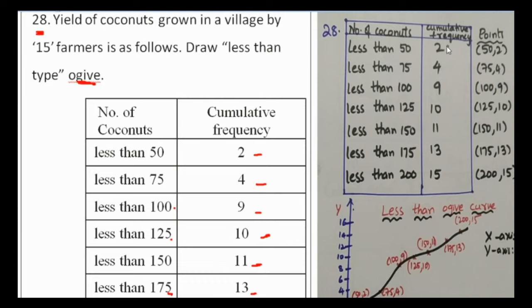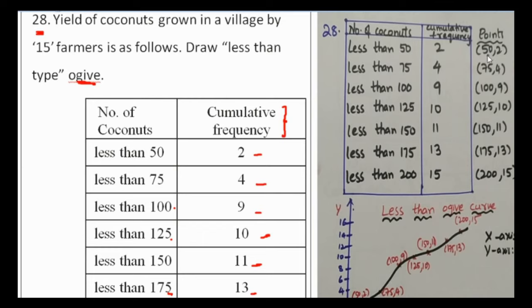So don't make a mistake here, students. Here the question directly gives the cumulative frequency. If frequencies are given, we have to add: 2 plus 4 is 6, 6 plus 9 is 15, and so on. But we should not add here because they have directly given the cumulative frequency, not the frequency. Please make a note of it. If frequencies are given, we have to convert them into cumulative frequency by adding the frequencies.